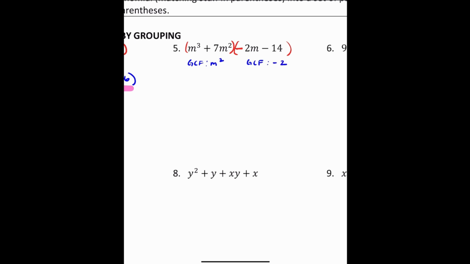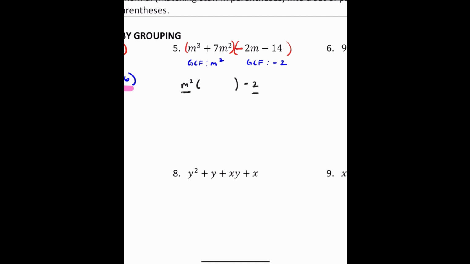-2. Okay, so hopefully we remember at the beginning, if you have a negative in the first term, so yes, this is the first term of this group, you need to factor out that negative, and then you should be good to go. So the greatest common factor is a -2. So we're going to go ahead and build our answer. The GCF for the first group is m squared, and then the GCF of the last group is -2.